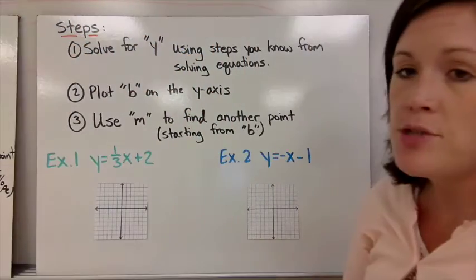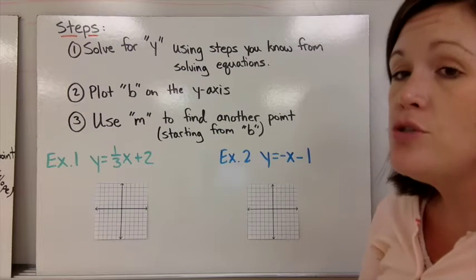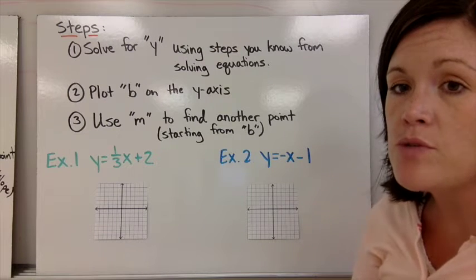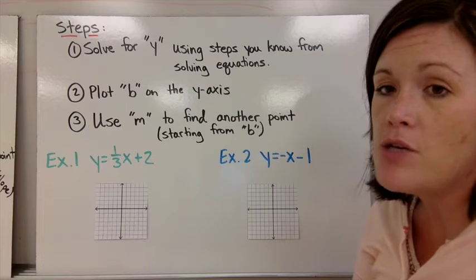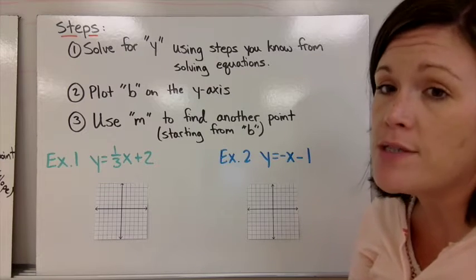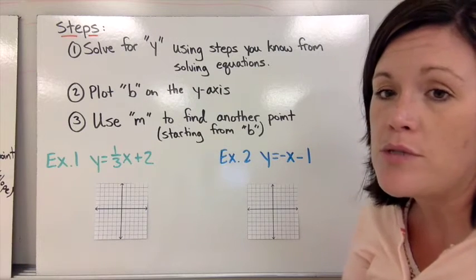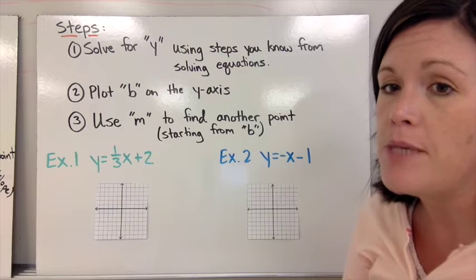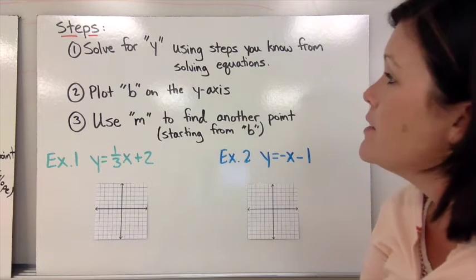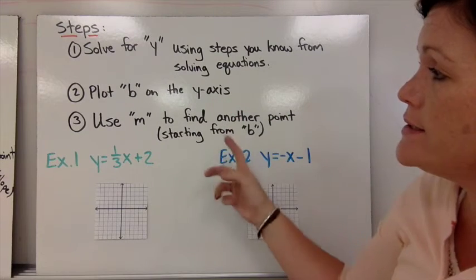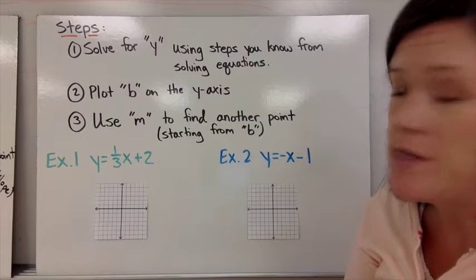I wrote a few steps just to keep all that straight. Step 1 is to solve for y using the same steps we use when we solve equations. You just want to get y by itself, but you're not usually going to get y equals a number, except in some cases. Usually you'll end up with y equals, and you can write it in mx + b form to make it easy to pick out the b and the m. Plot b on the y-axis, and then use m to find another point. Let's look at some examples of this.